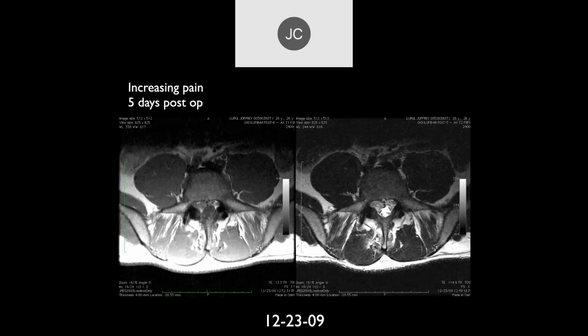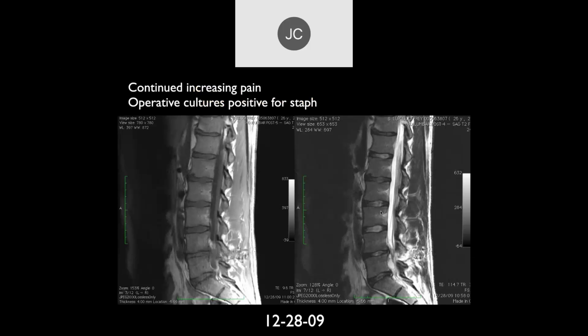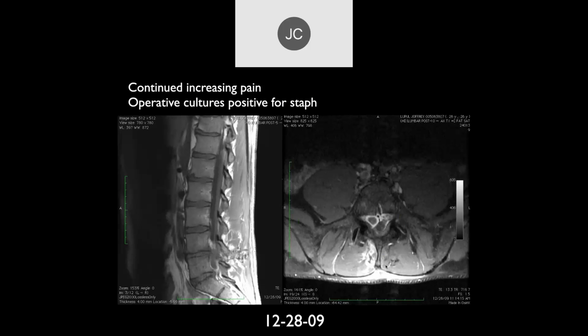Not a lot of edema along the tract. So it was thought that this was a post-op hematoma at this particular time on 12/23/09, but he got worse over the next week. And here's what it looked like on 12/28/09. Now it looks more like an organized fluid collection, some peripheral enhancement. So I think that's some phlegmon and developing abscess.